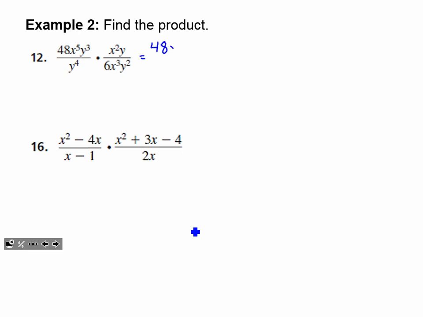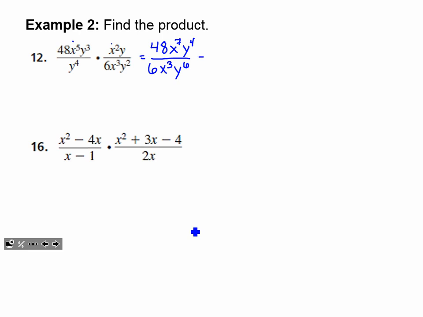I get 48x to the, I got 5 x's multiplied together, then I multiply in 2 more x's that are multiplied together. That means I add the exponents. I get x to the 7th power. And that would mean I have y to the 4th. In my denominator, I've got 6, x to the 3rd, and y to the 6th power. Remember, those are all factors.